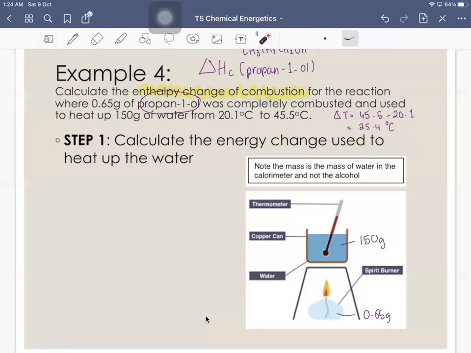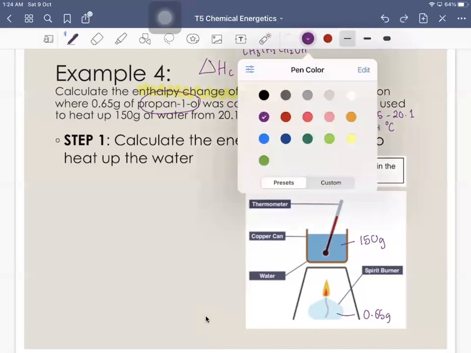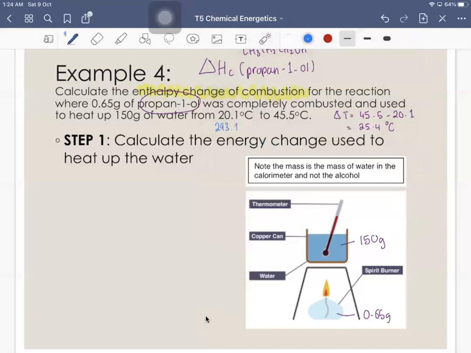In this case, it's 293.1 Kelvin, and the final temperature is 318.5 Kelvin. So if you take that and find the change in temperature, you should get 25.4. So that shows you that it's the same whether it's degrees Celsius or Kelvin, you just change the unit.